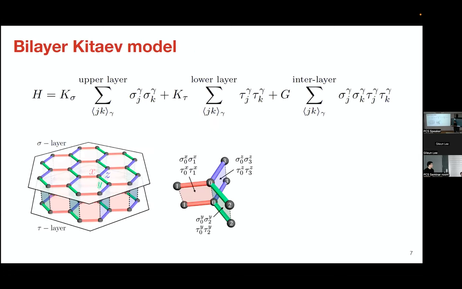So this is the model that I found recently. So this is a basic spin model defined on a honeycomb lattice bilayer with AA stacking. So simply speaking, this model is two copies of the Kitaev honeycomb model. But there is an interlayer interaction in this form. There are four spin operators.